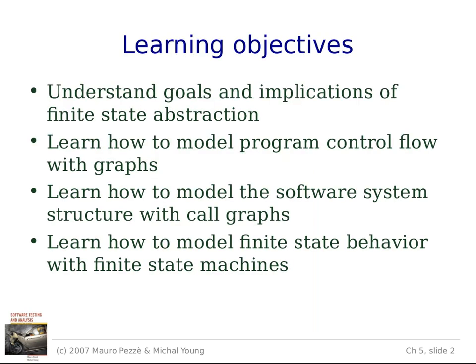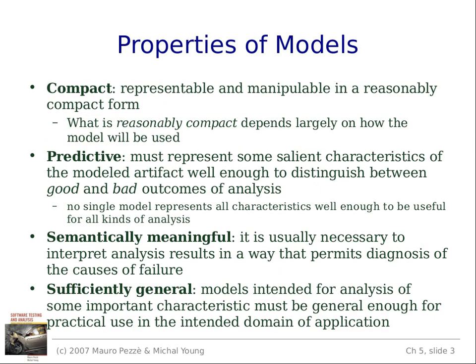All right, we'll go ahead and get started with finite models. Really, we need to learn that they are an abstraction of something we intend to create or something that already does exist. And then we're going to talk about the specific models that we use for software engineering, namely control flow, call graphs, and finite state machines.